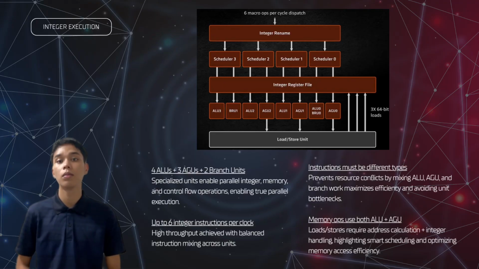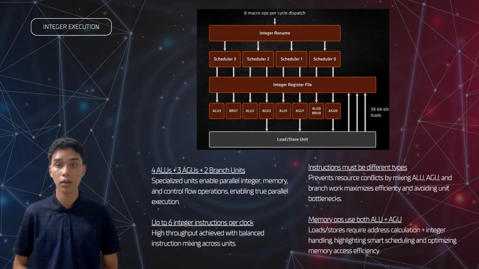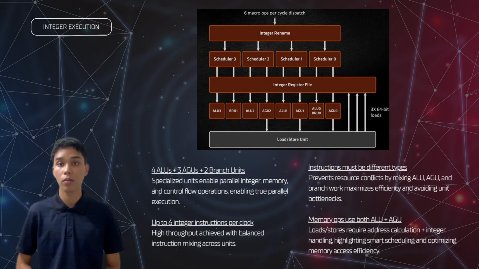So now I will explain the integer execution in the AMD Zen 3 architecture, specifically in the Ryzen 7 5800X processor. This is where the CPU performs all the basic math, logic, and memory-related work that keeps the applications running smoothly. So first, let's look at the hardware design. The integer unit consists of 4 ALUs, 3 AGUs, and 2 branch units. This means it can handle multiple types of work at once, such as arithmetic, address calculations, and program flow control, all in parallel. This hardware allows the CPU to dispatch up to 6 integer instructions per clock cycle.